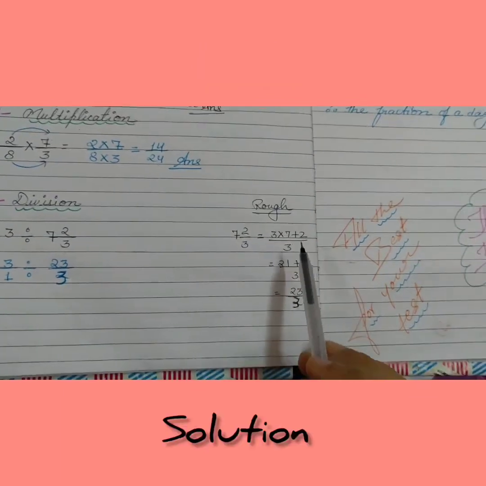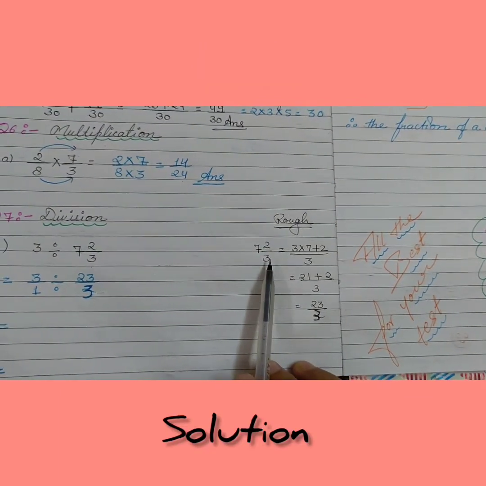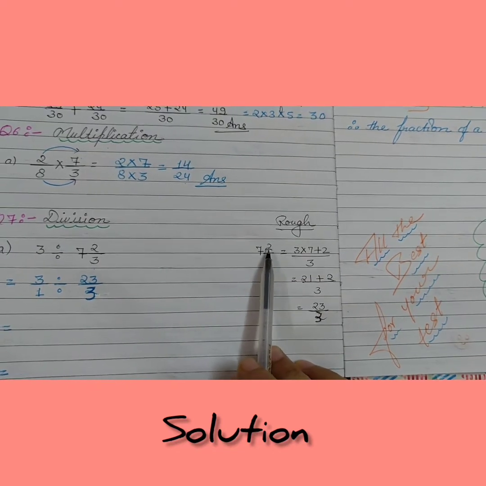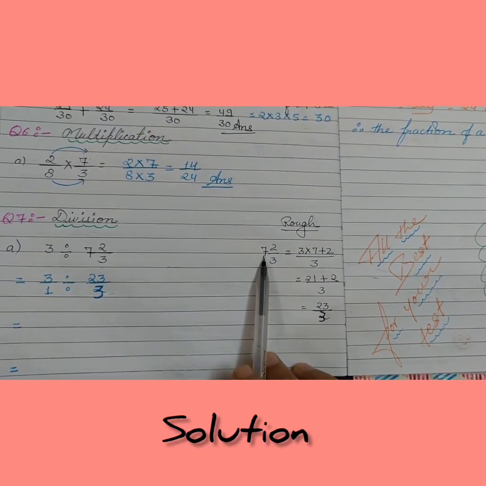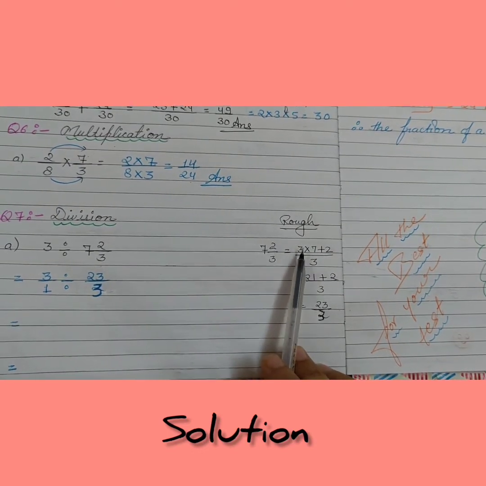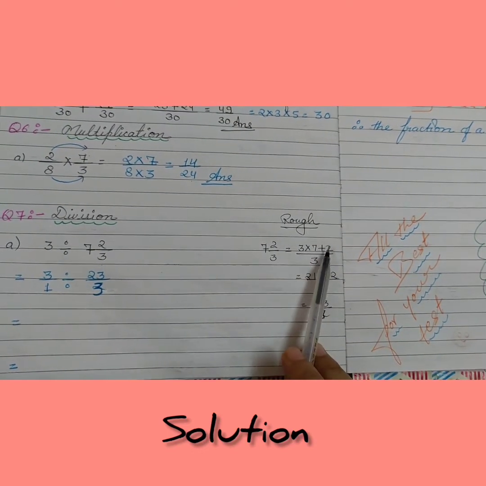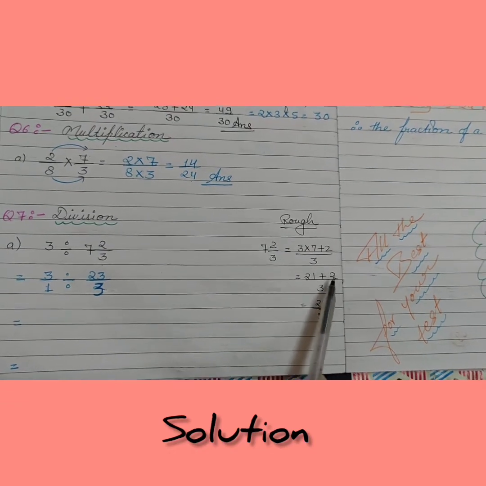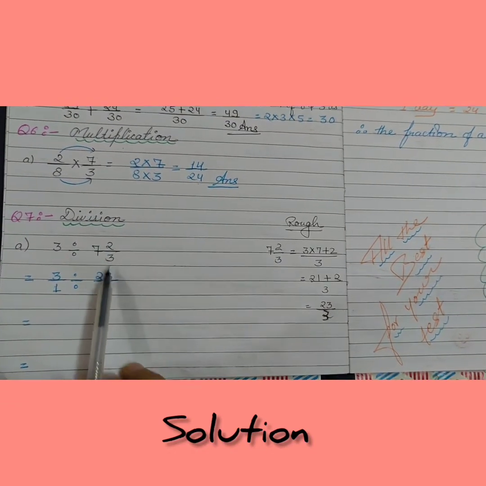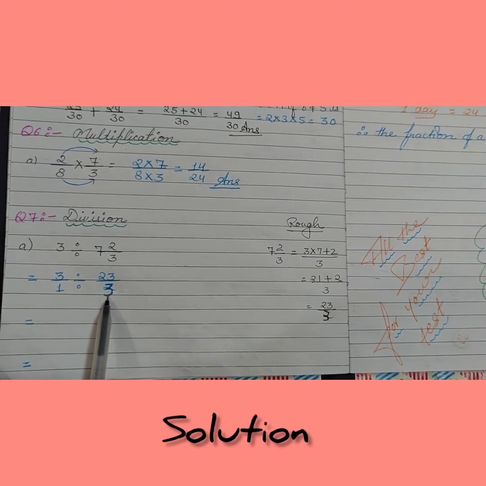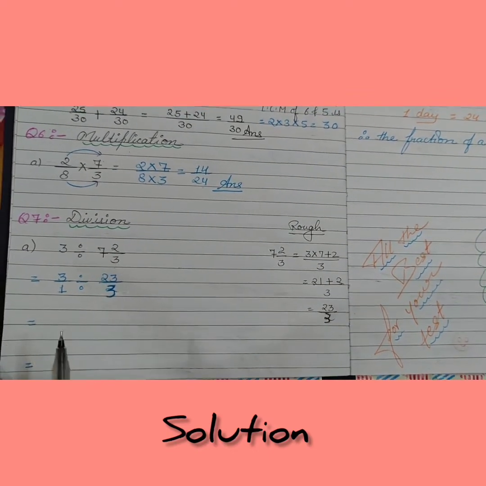Here I have converted 7, 2 upon 3. So 3 7s are 21 plus 2, because when we multiply the denominator with the whole number, we add the numerator to it. So 3 times 7 is 21 plus 2. So 21 plus 2 is 23 upon 3. So I am putting 23 upon 3 in place of 7, 2 upon 3.